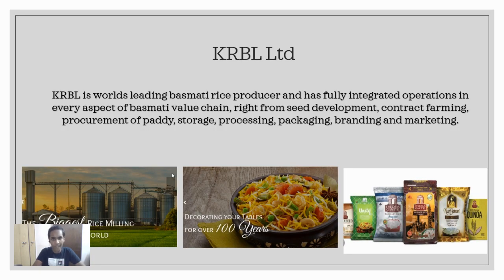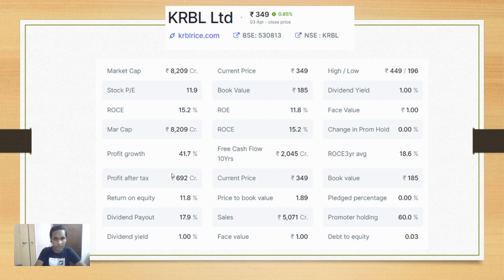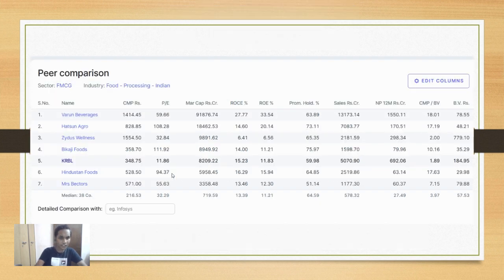From small cap companies, we have selected KRBL Limited. This is a brief description about KRBL Limited. From here, we can assess the ROCE, ROE, market capitalization, promoters holding, pledge percentage, and debt to equity ratio of KRBL Limited. With the help of this information, we can see that the PE ratio of KRBL Limited is 11.86 and it is the lowest as compared to all of its competitors. Thus, it is the cheapest share which an ideal investor can purchase from the market.